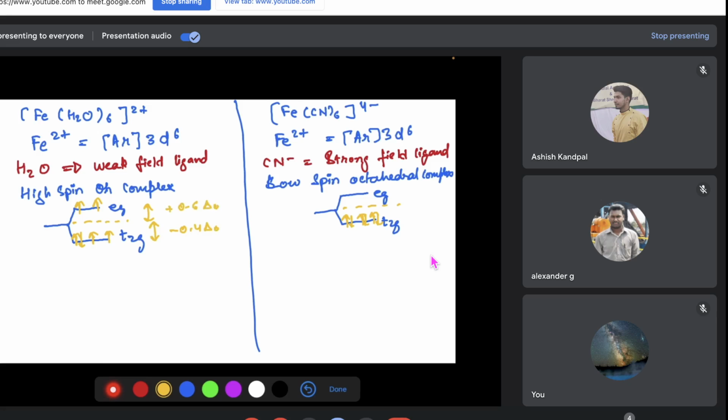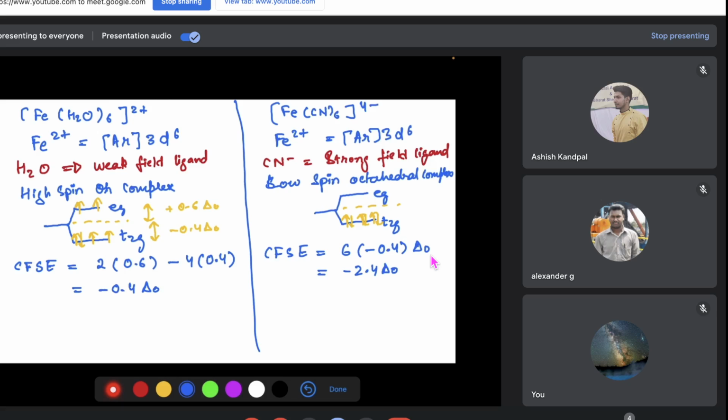Delta naught. So the CFSE of this complex will be 2 into 0.6 and minus 4 into 0.4, so this will be minus 0.4 delta naught. And here the CFSE will be 6 into minus 0.4 delta naught, which will be equal to minus 2.4 delta naught.